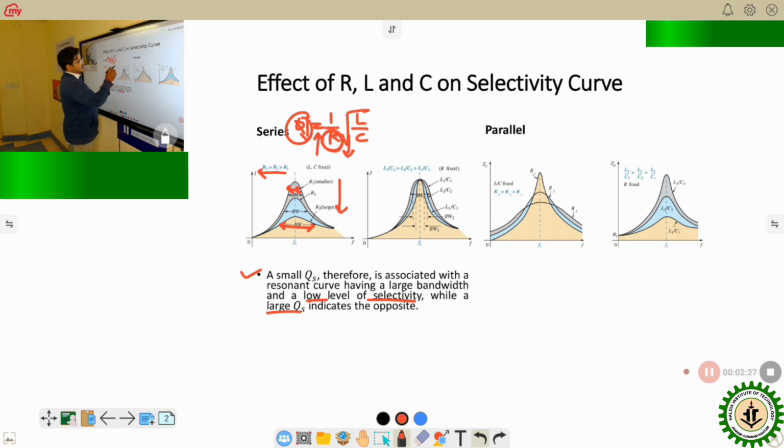Similarly, there is another term, which is called L by C. With the increase of L by C, Q will be more and the bandwidth will be more, so we will get lower selectivity. This way, for the parallel circuit, the characteristics can be explained and shown like this.